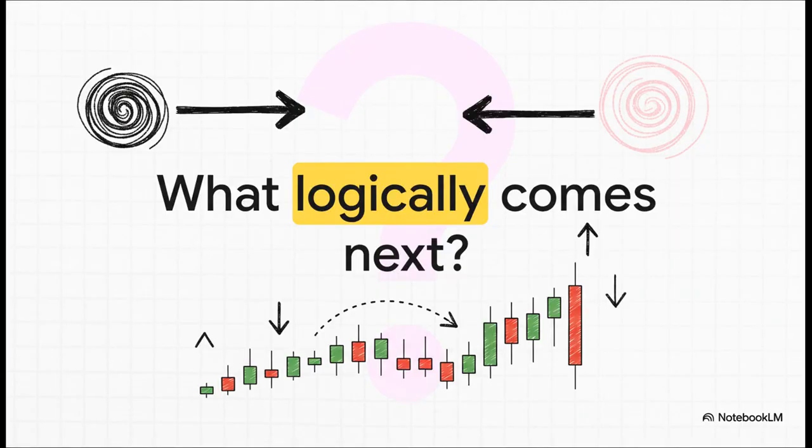So if we know the market moves in this cycle, let's just think about it for a second. What logically has to come after a period of contraction like an inside bar? Well, an expansion, right? Understanding this rhythm helps you anticipate not just which way the market might go, but also the potential size of that move.